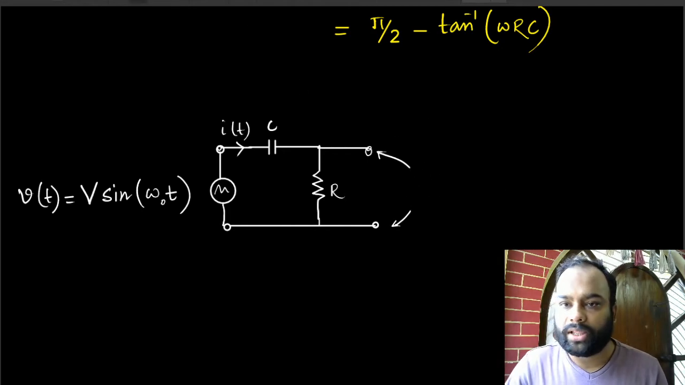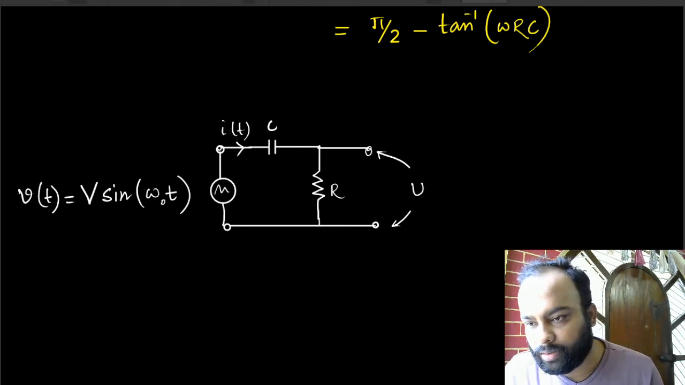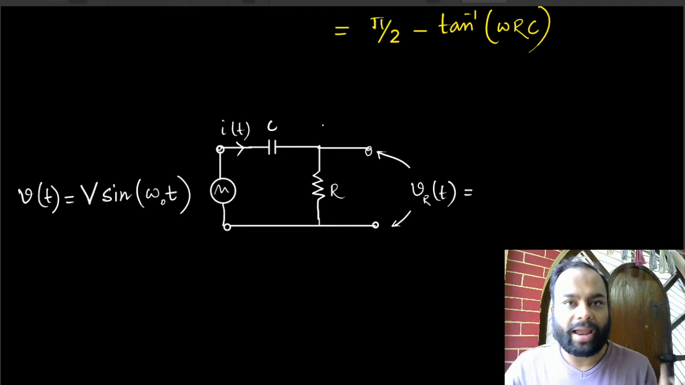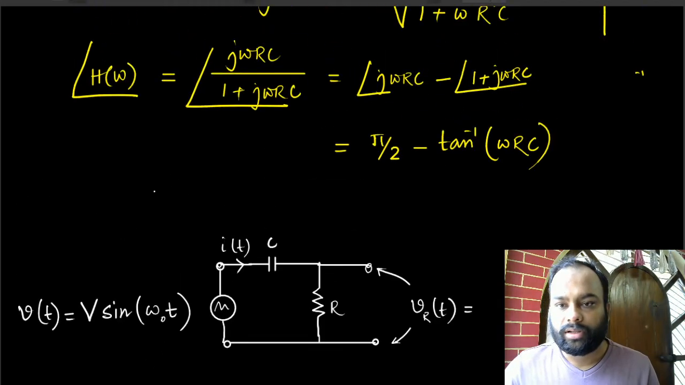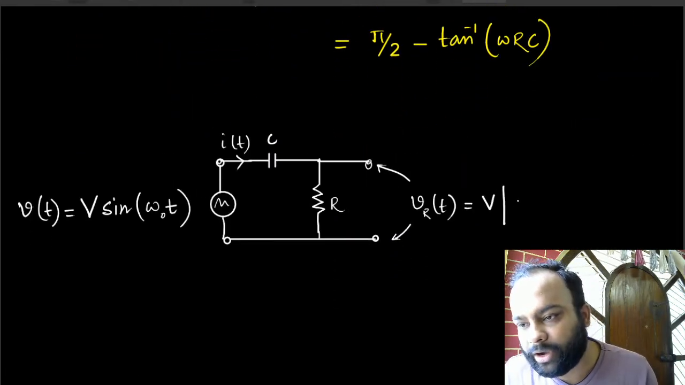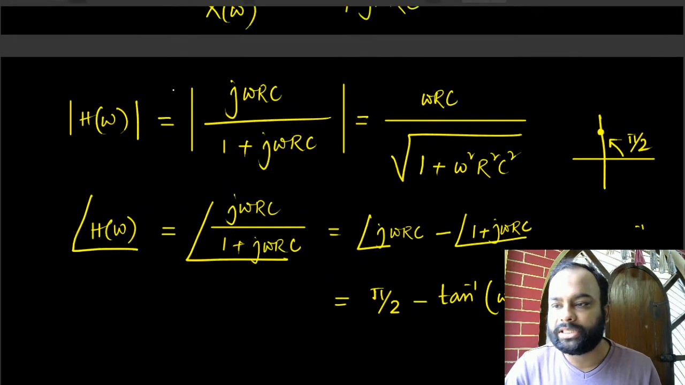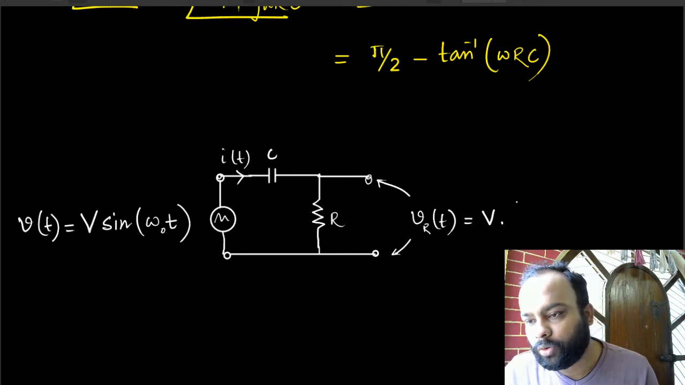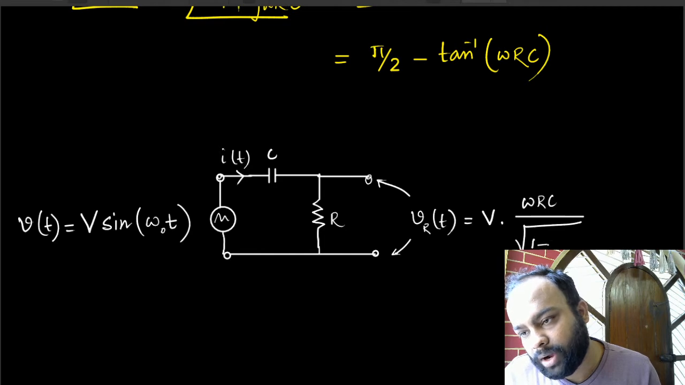let's call that VR, voltage across the resistor. That is what we consider to be the output. That will have this magnitude multiplied with mod h, right? We saw that in our last class. So that will be this magnitude multiplied by mod h. What is mod h? This value: omega rc over root of 1 plus omega square r square c square.